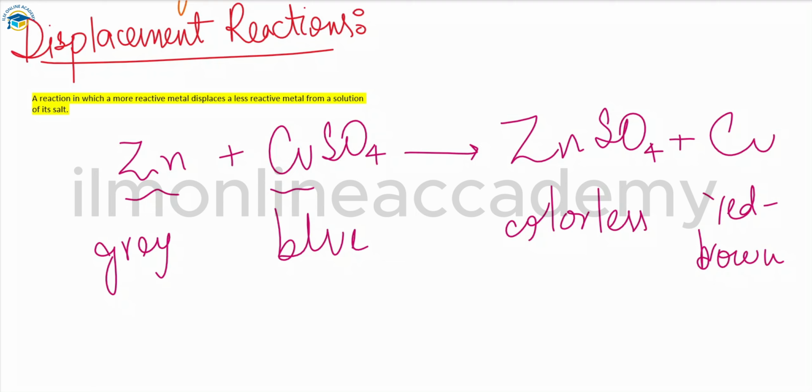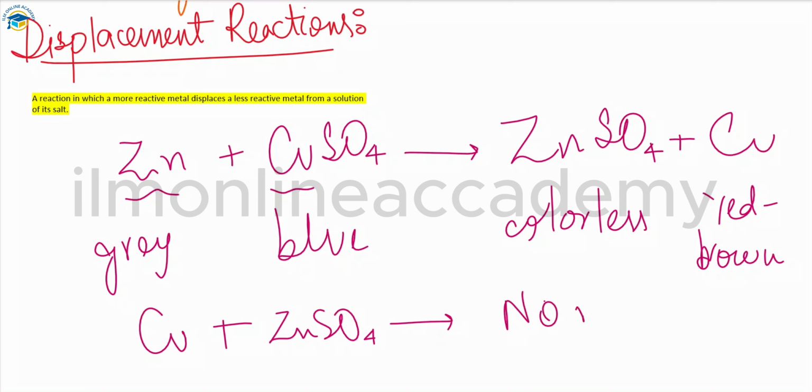But if we talk about the reverse of this reaction, like copper plus zinc sulfate, no reaction. Why no reaction? Because zinc is more reactive and copper is less reactive, so copper will not replace or displace the zinc in the zinc sulfate. The reverse reaction does not happen. A piece of copper does not react with the zinc sulfate solution. Copper is an unreactive metal when tested in various ways.